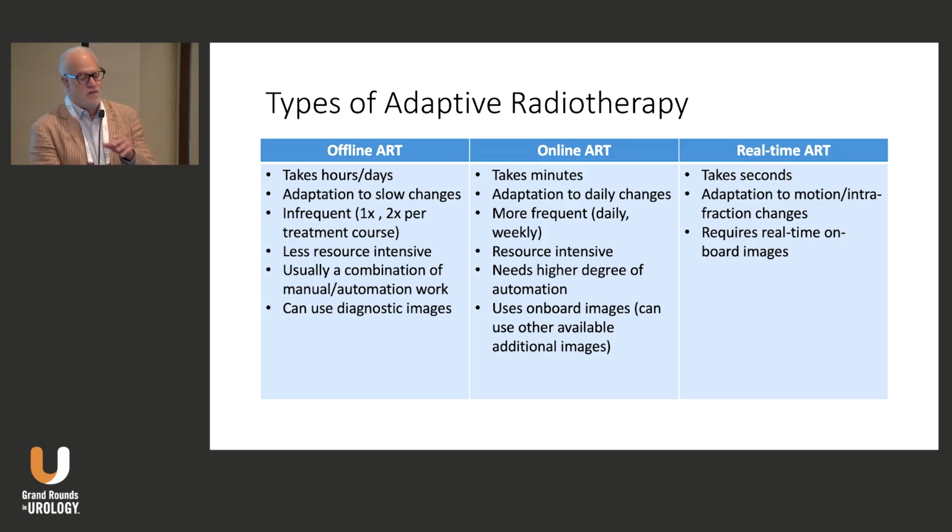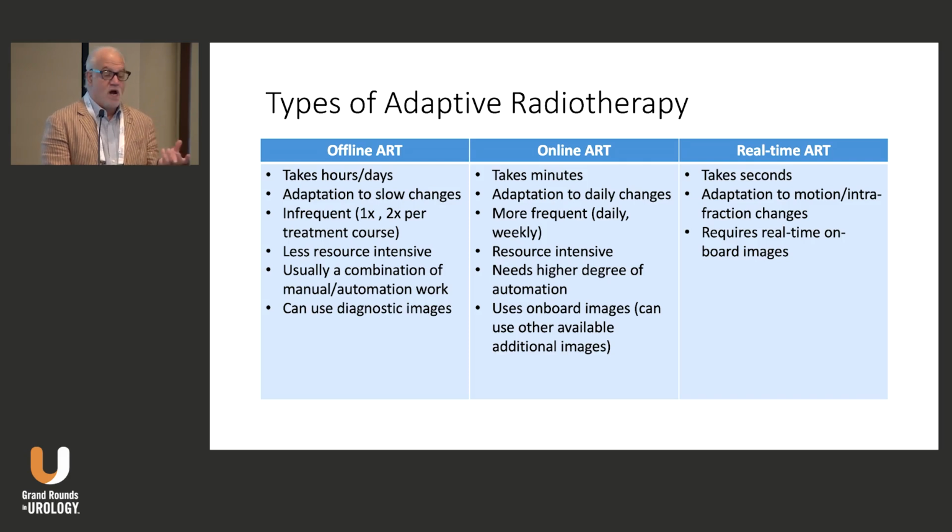Online adaptive radiotherapy is something that can take minutes. It can adapt to actually daily changes in either the tumor or normal structures. It's certainly more frequent. As I said, it can be based on imaging, and you can make changes on a day-to-day basis. It's certainly very resource intensive because, one, you need a machine that's capable of doing it. You need physicists, as well as right now, physicians or some form of artificial intelligence to recontour all the structures every time you're doing it and continually generate new plans.